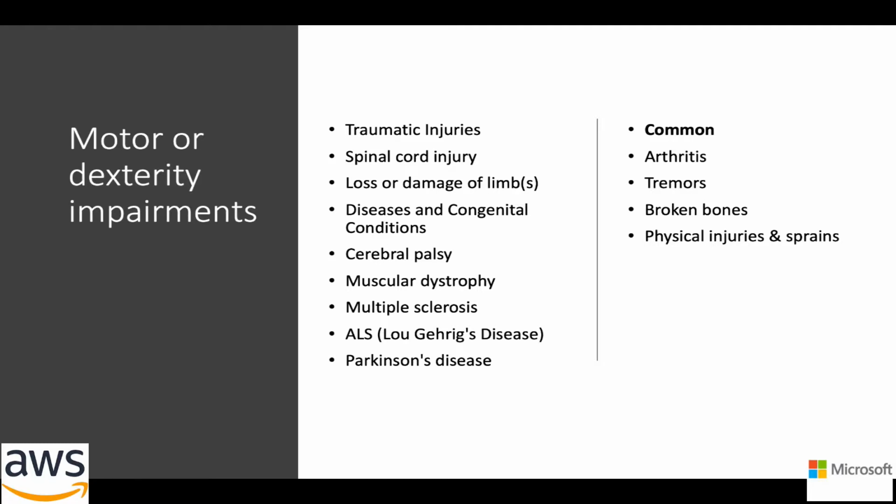Physical injuries, sprains, all kinds of things. Arthritis. How many people have arthritis? It's so painful, and makes it very difficult to move joints, maybe in your hands, arms, back, anywhere. So a lot of these common issues. Tremors also. Anything from hypoglycemia, where having a bit of low sugar can cause some tremors, to actual essential tremor, all kinds of stuff. On the left, you have some of the more hardcore, traumatic injuries, congenital conditions, palsies, ALS, Parkinson's, all sorts of things.